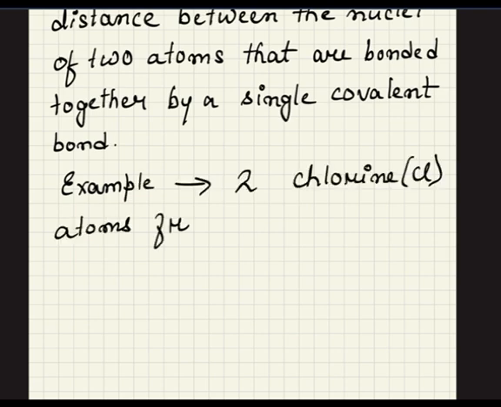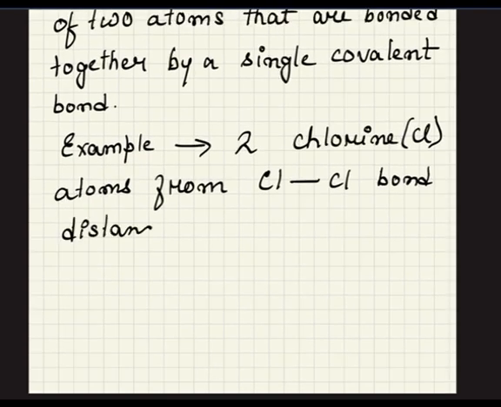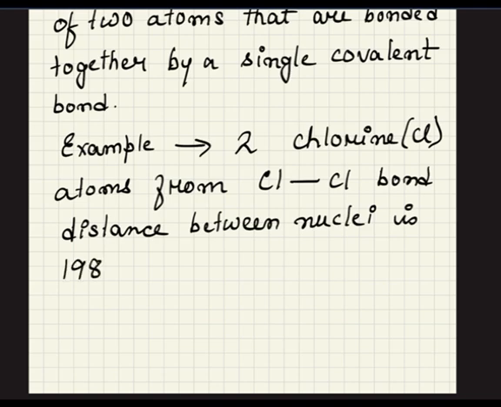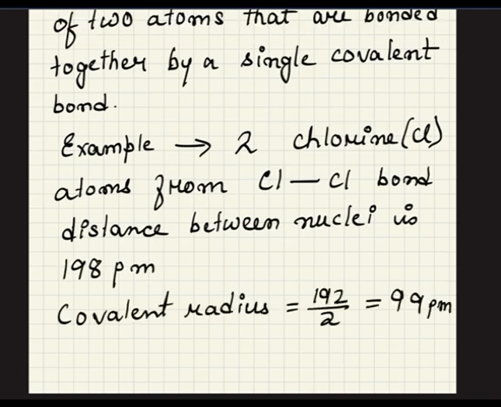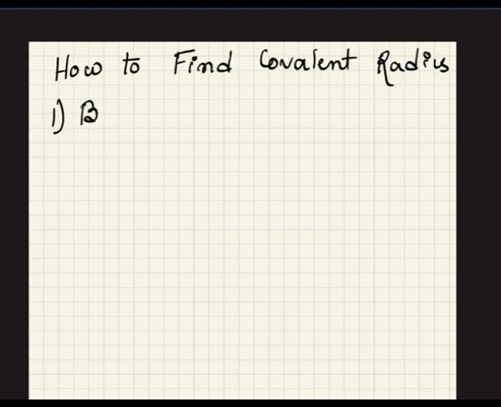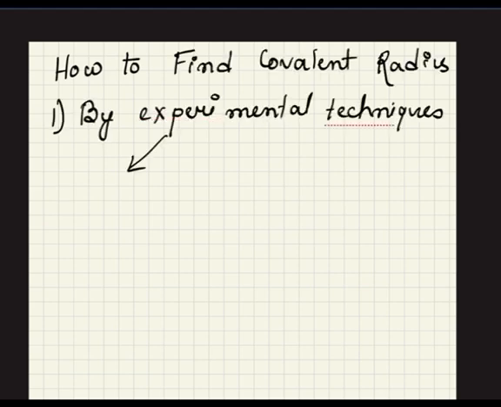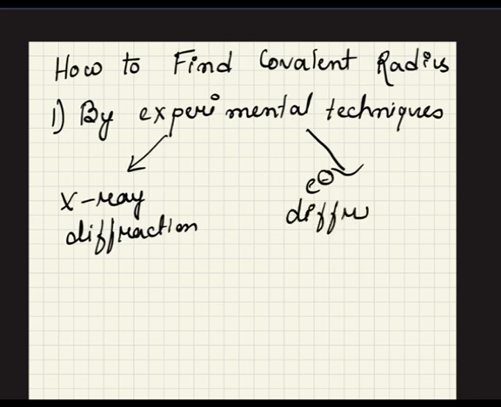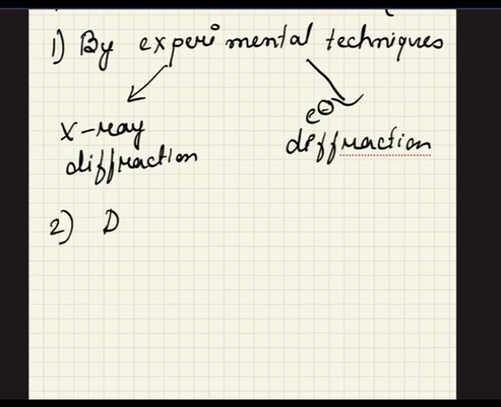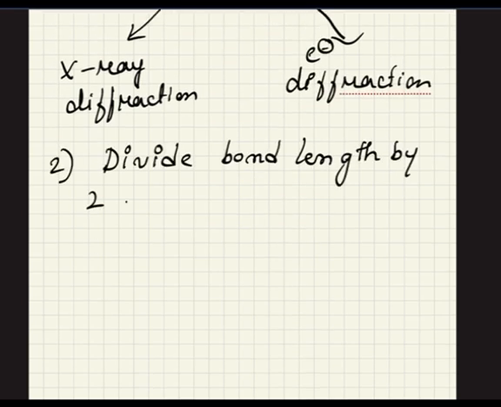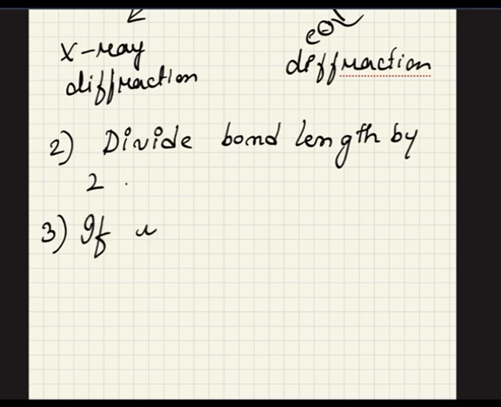Example: two chlorine atoms form a Cl-Cl bond. The bond distance is 198 pm. Covalent radius is 198 divided by 2, which is 99 pm. Picometer. How to find covalent radius by experimental technique? X-ray diffraction or electron diffraction. Divide the bond length by 2.